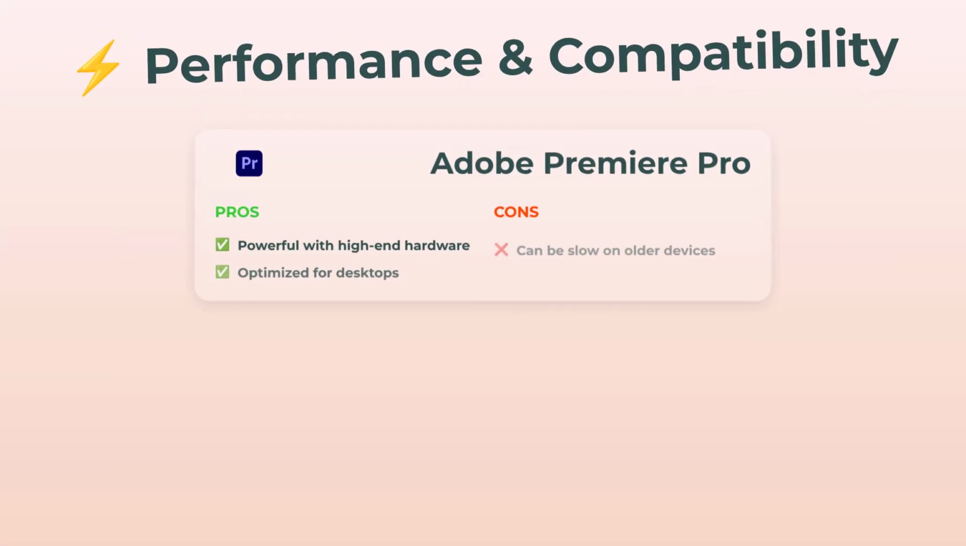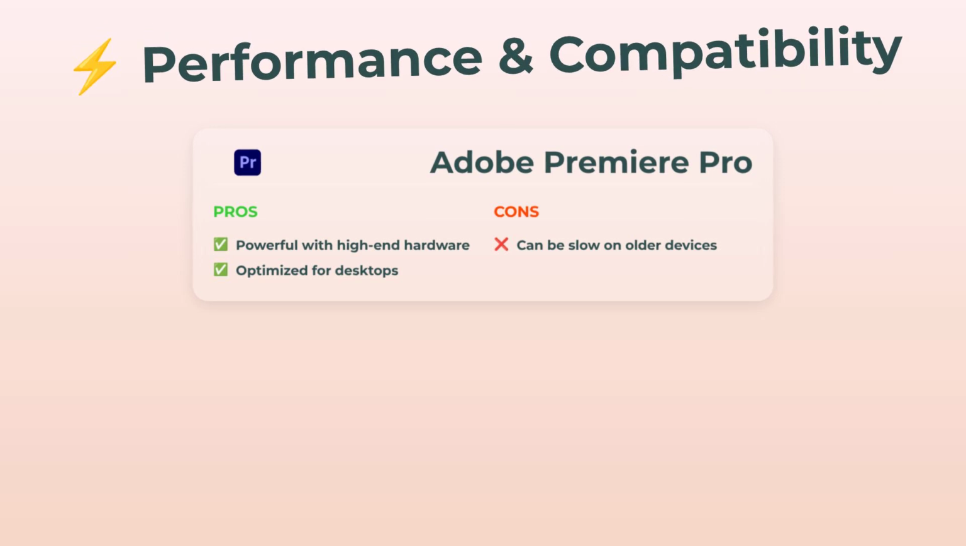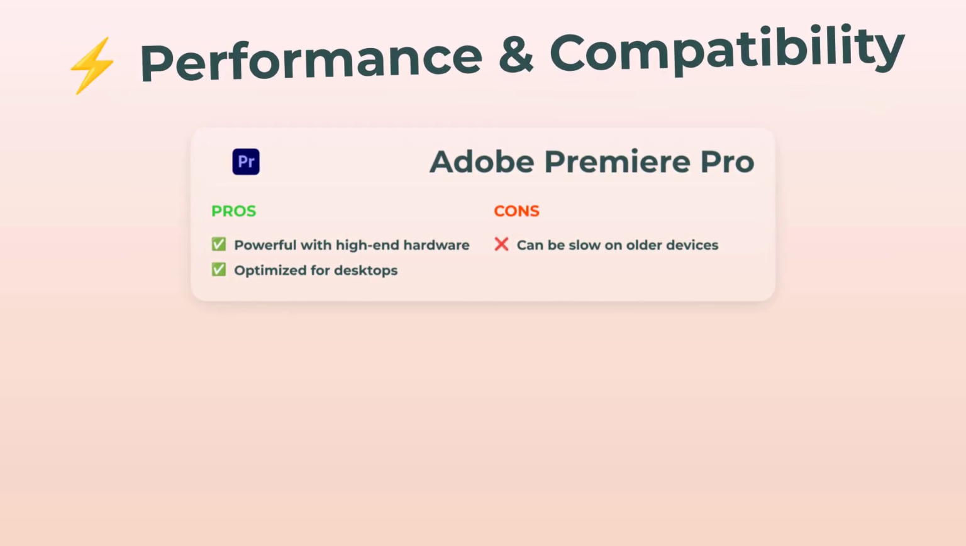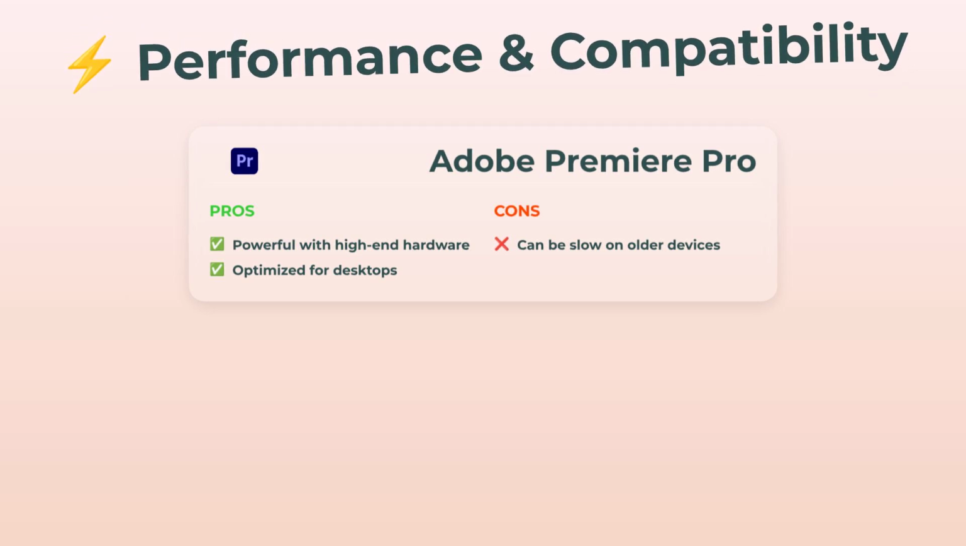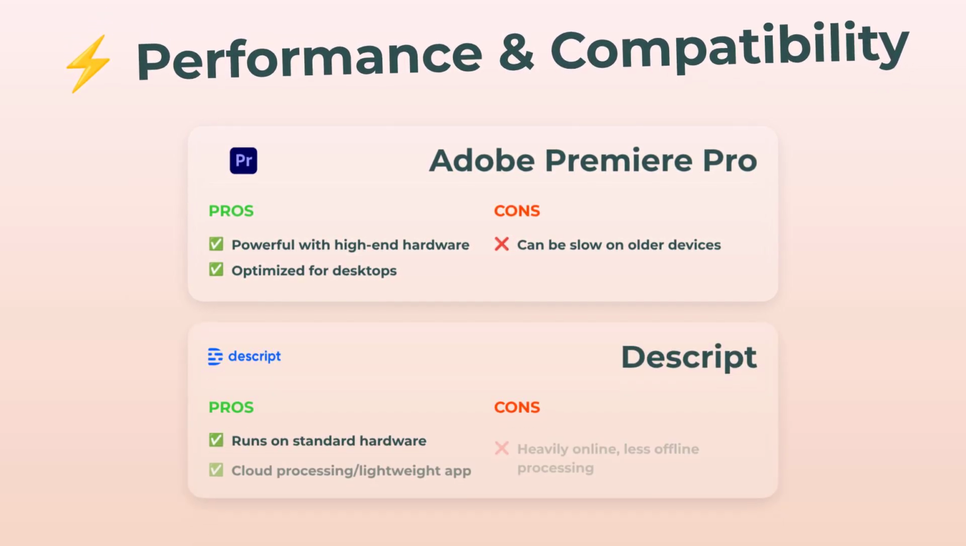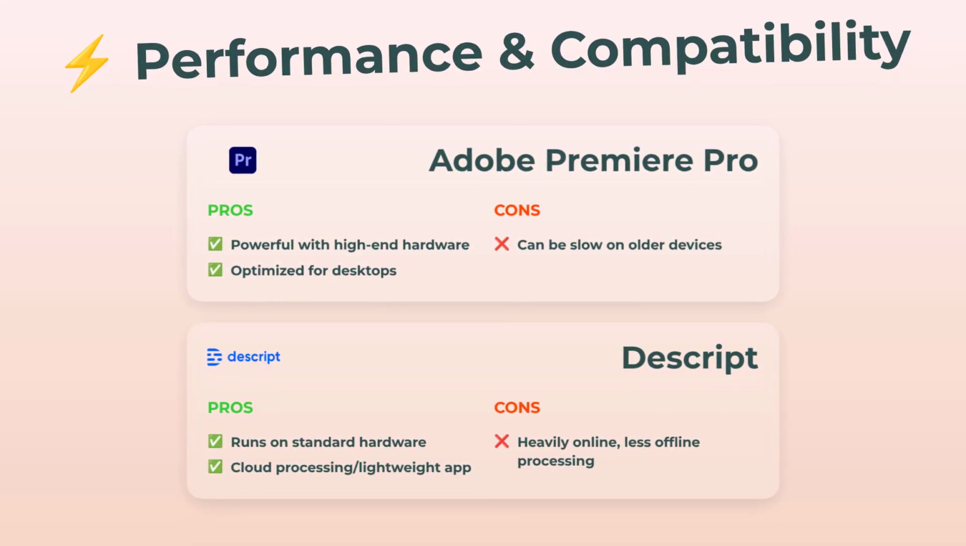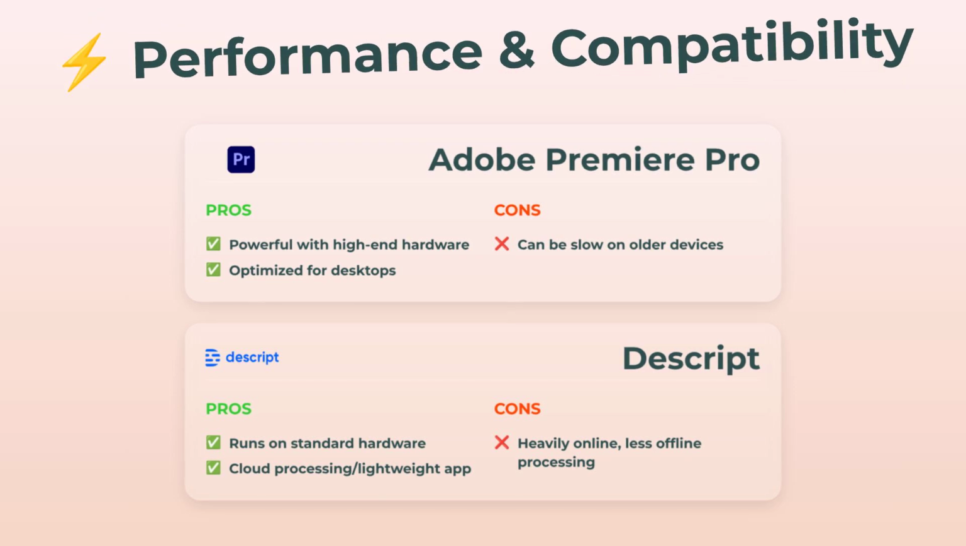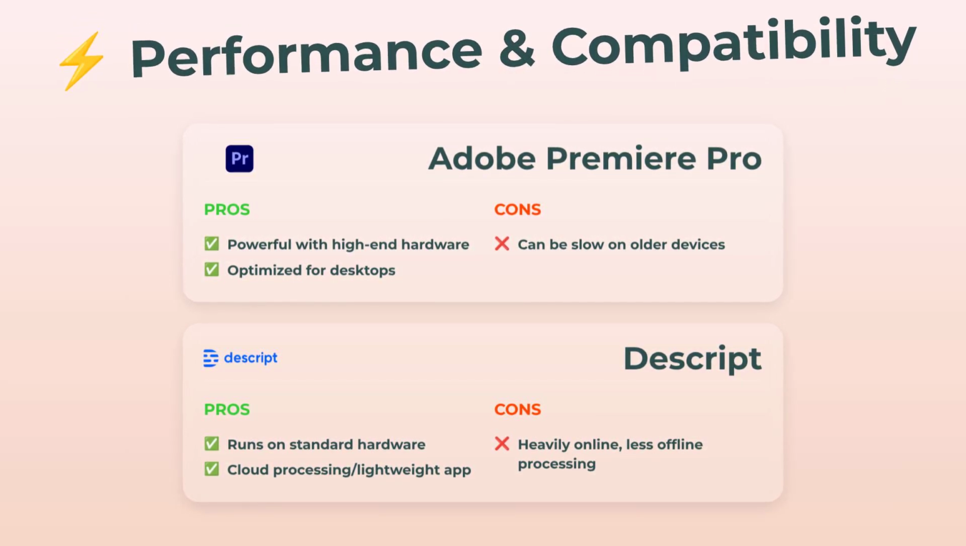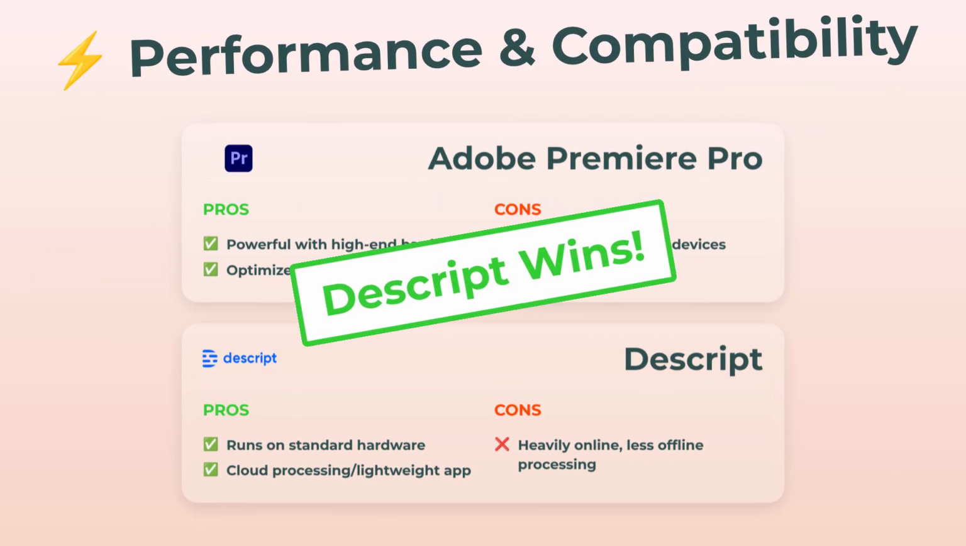Finally, performance and compatibility. Premiere Pro is super powerful if you've got beast hardware. It's tuned for desktops, and yeah, if your machine's old, prepare for some lag. Descript, though, runs fine on pretty standard hardware, relies mostly on the cloud, and is lightweight enough that you can basically edit anywhere. Does mean you need to stay online, but hey, that's 2025 for you. For all-around compatibility and ease, Descript grabs this win too.